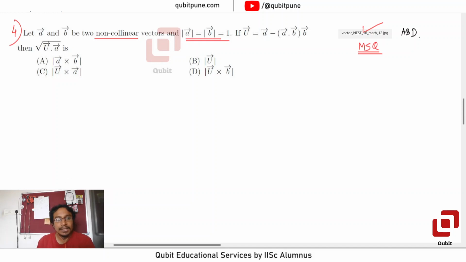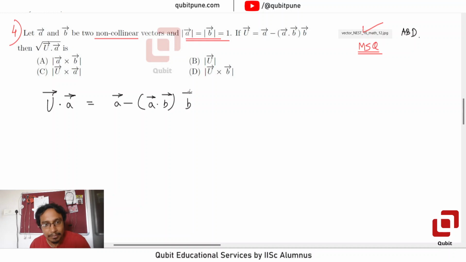Okay, so how will we find it? Let's start with u bar dot a bar. Okay, let us start with u bar dot a bar. What would it be? a bar minus (a bar dot b bar) b bar, dot a bar. Is that clear? We haven't done anything. What we have done is we have made use of this expression for u bar here. The one that was given, put it here.